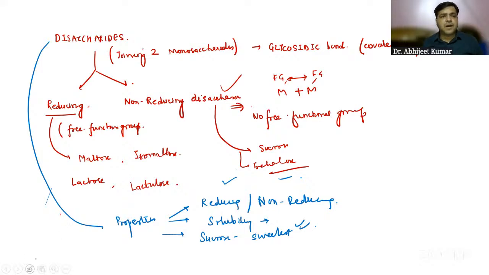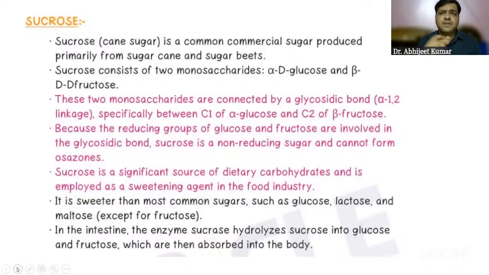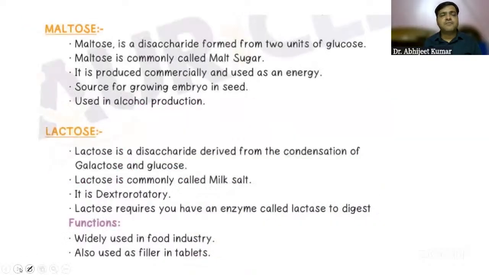Apart from that, if we talk about the functions of the various disaccharides, the enzyme sucrase hydrolyses sucrose, and it is absorbed in the body, you already know. Sucrose is a significant source of dietary carbohydrates, and it's used as a sweetening agent in the food industry. Maltose, you have to remember, is used as an energy source for the growing embryo in seeds, and it is also used in alcohol production.